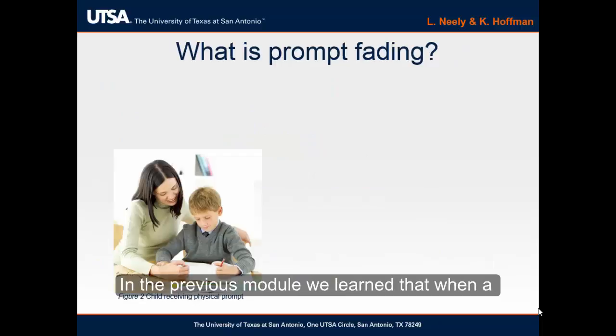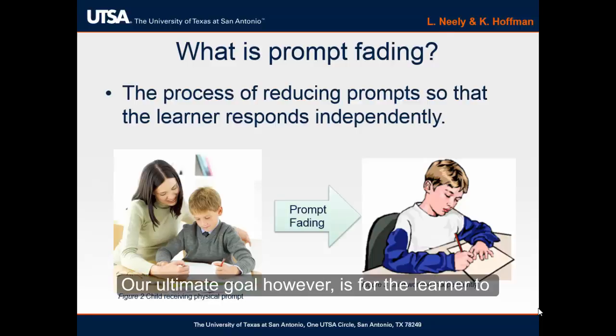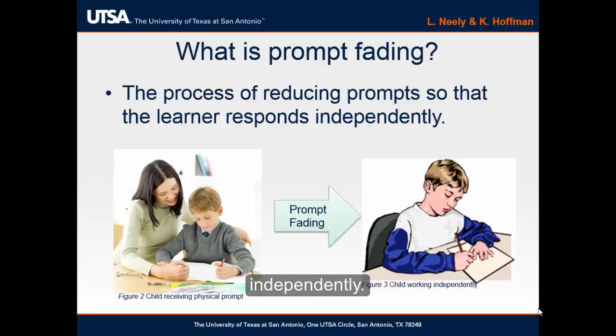In the previous module, we learned that when a child is acquiring a new skill, we can use prompts to get them to respond correctly. Following prompted responses, we can then deliver preferred items. This will increase the likelihood that the learner will respond with the correct response in the future. Our ultimate goal, however, is for the learner to respond without prompts. In order to achieve this, we use a procedure called prompt fading. Prompt fading is the process of reducing prompts so that the learner responds independently.